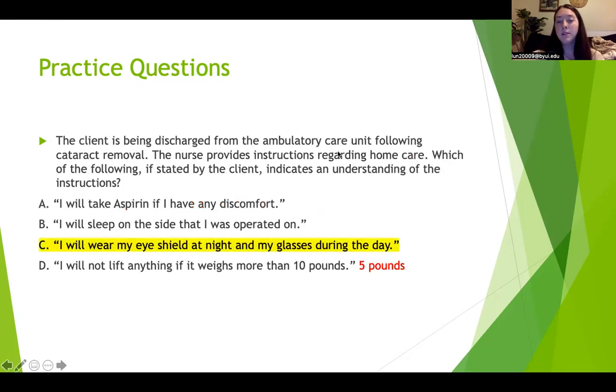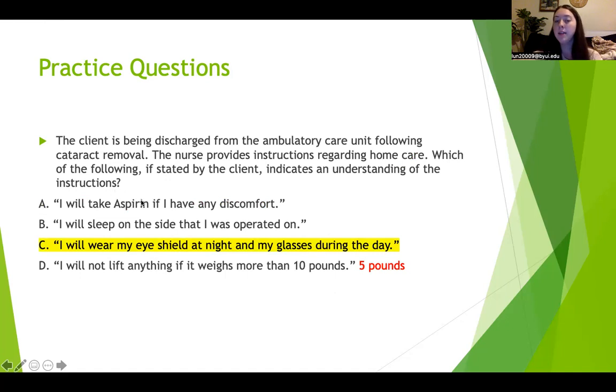They're being discharged from the ambulatory care unit following cataract removal. The nurse provides instructions regarding home care. Which of the following, if stated by the client, indicates an understanding of the instructions? The correct one is C, I will wear my eye shield at night and my glasses during the day. It's okay to wear your glasses during the day because you're not going to be wearing contacts, and wearing the eye shield at night protects the eye.